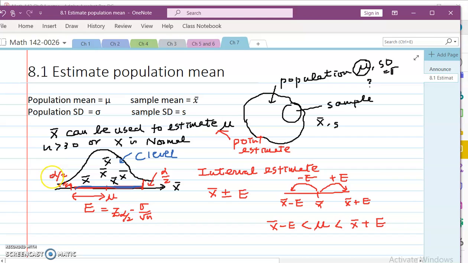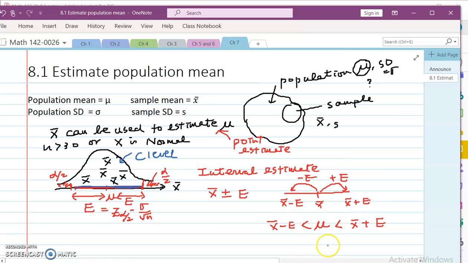Alpha is the significant, unlikely value, unlikely probability. C level is likely to happen. And so this is how we define E, half of the range from mu to x bar. And this is E also. So actually E is this size. That's why we have symmetrical, minus E and plus E. So this is the idea.